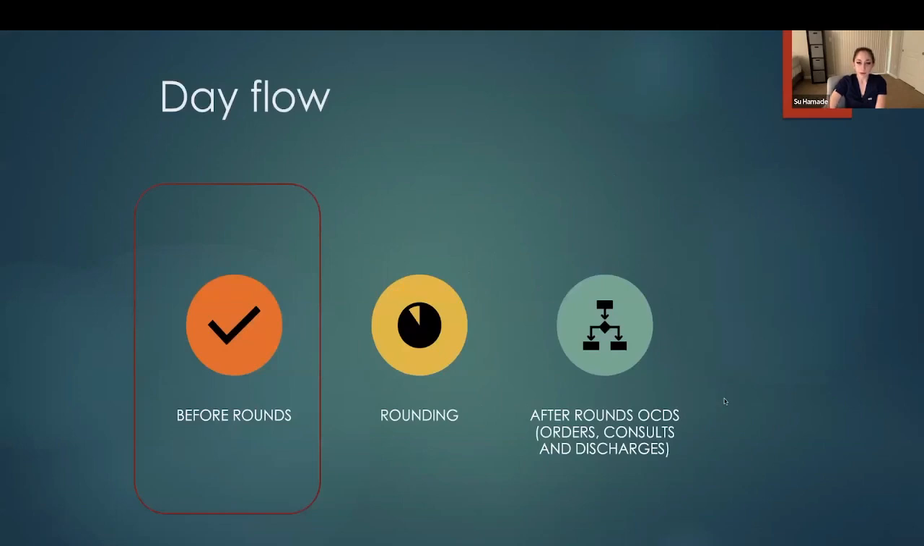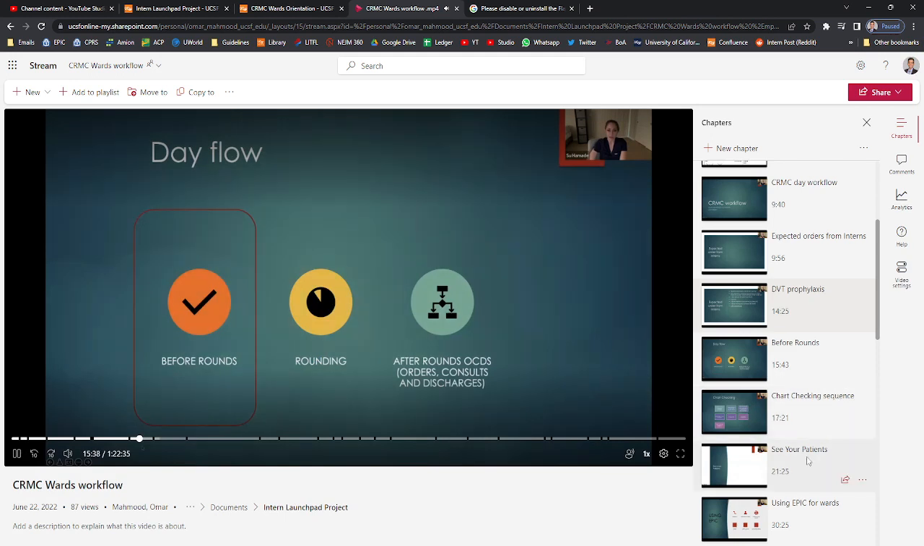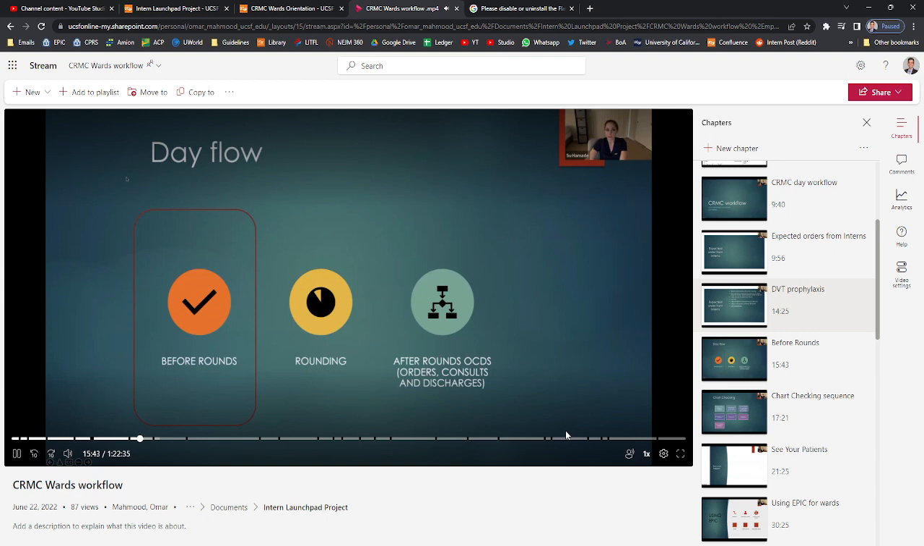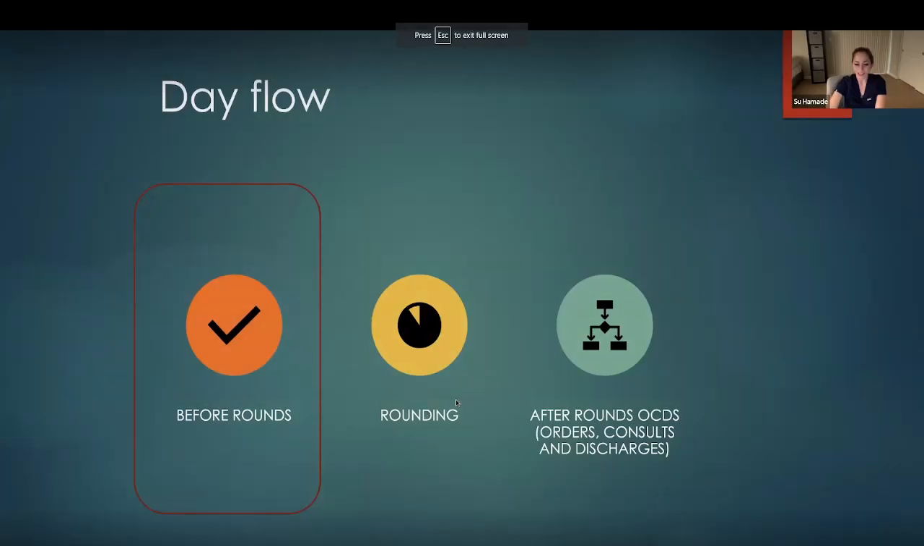And so now I break this PowerPoint slide into 3 parts: before rounds, rounding, and then after rounds. So this is like your CRMC day from start to finish, but broken down into 3 sections. Before rounds, rounding, and then after rounds, OCDs is what we like to call them.